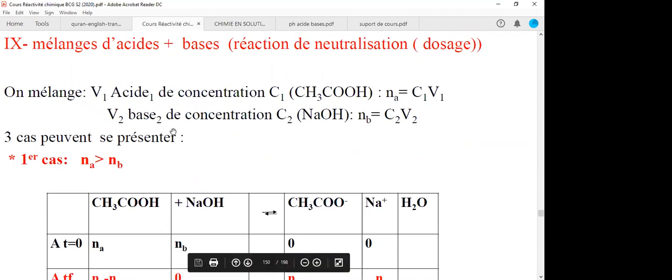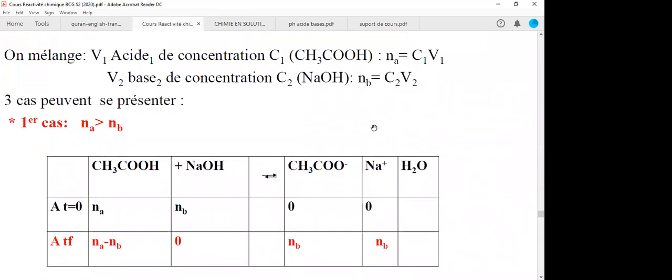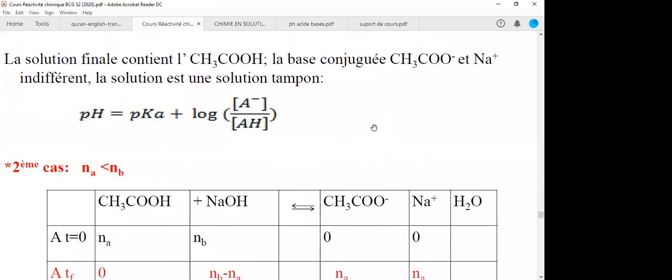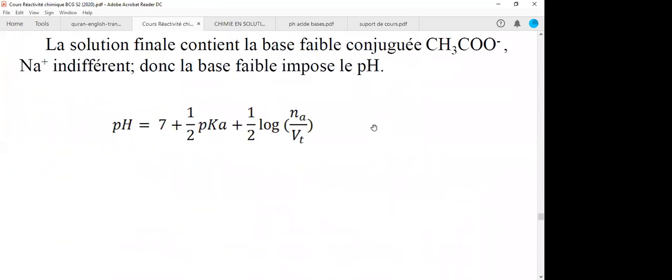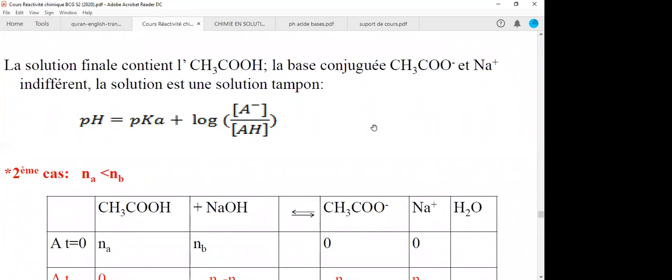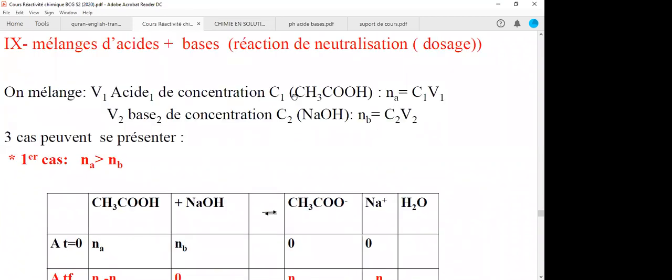So, mixture of acid plus base, neutralization reaction, dosage. Just a minute. Okay. So we mix acid plus base, a neutralization reaction. This is also called the neutralization reaction or dosage.